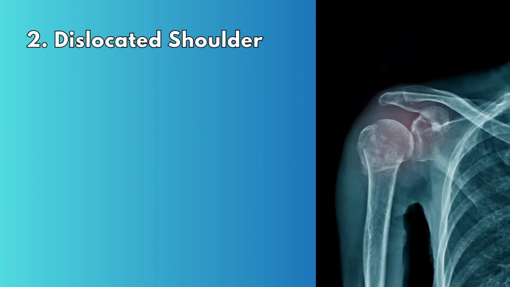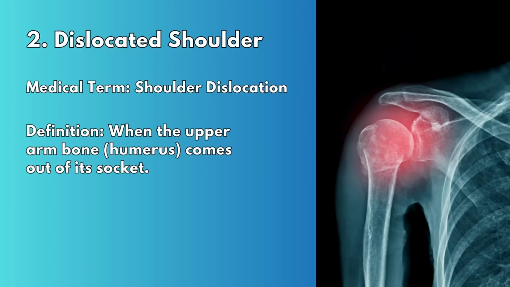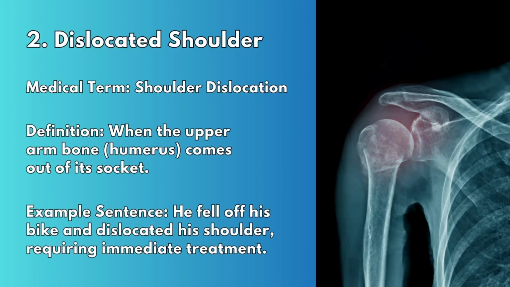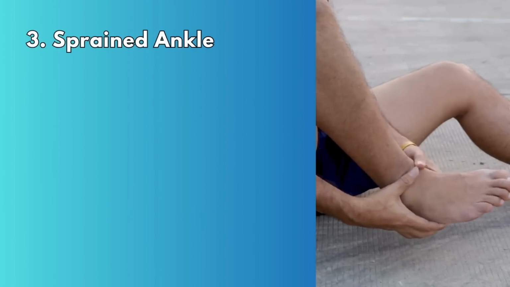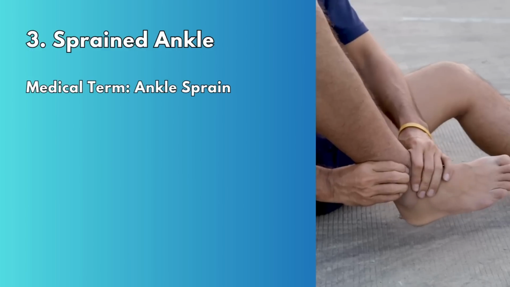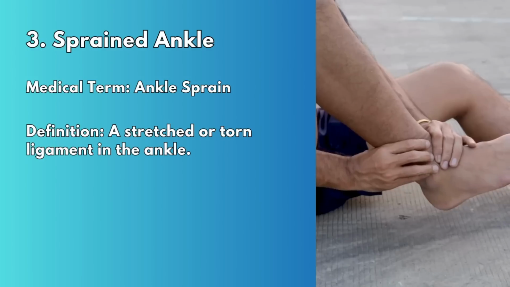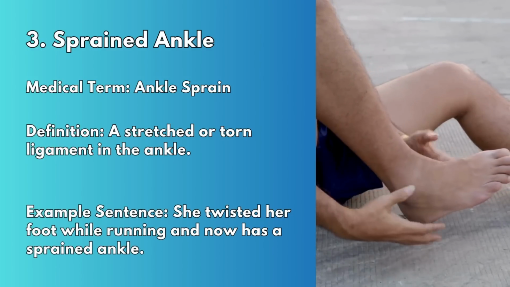Let's move on to dislocated shoulder. And the medical term is quite similar, shoulder dislocation. Our definition is when the upper arm bone or the humerus comes out of its socket. Our example sentence, he fell off his bike and dislocated his shoulder, requiring immediate treatment. Third on our list is a sprained ankle, also referred to as an ankle sprain. This is defined as a stretched or torn ligament in the ankle. She twisted her foot while running and now has a sprained ankle.